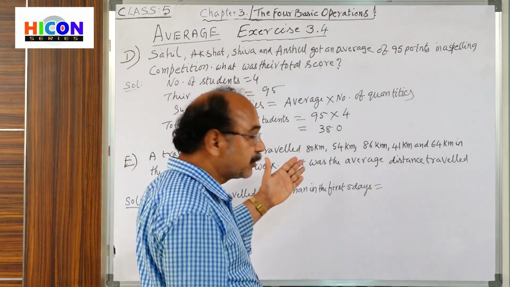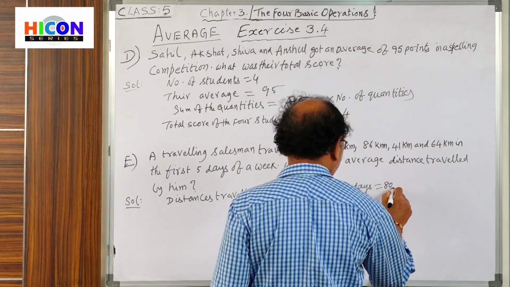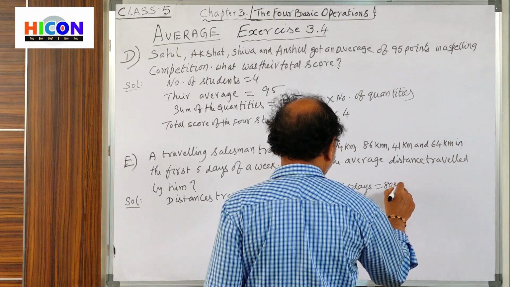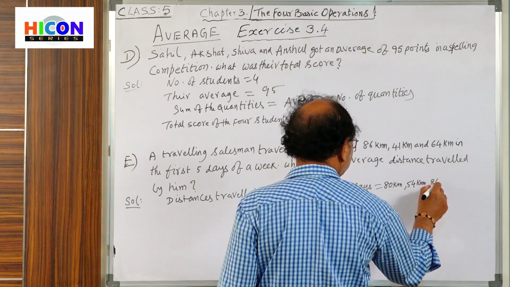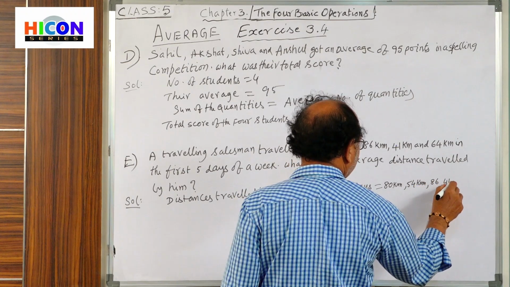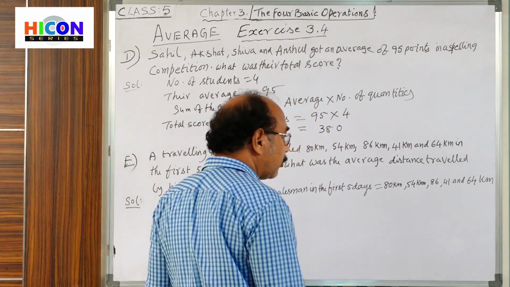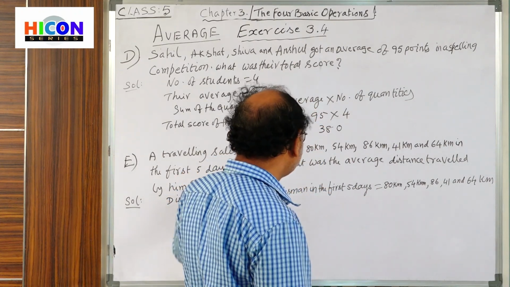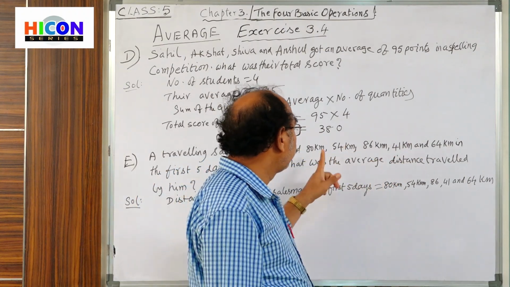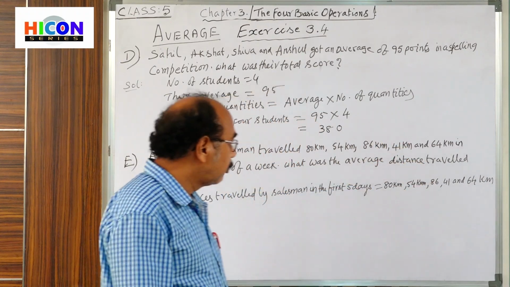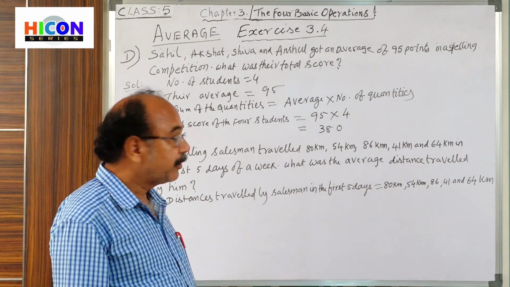Now write the distances traveled with commas. 80 kilometers comma. 54, 86, 41 and 64 kilometers. 5 days. First day, second day, third day, fourth day. Okay. 1, 2, 3, 4, 5. First day, second day, third day, fourth day, fifth day. So, these are the distances traveled by the salesman in the first 5 days.